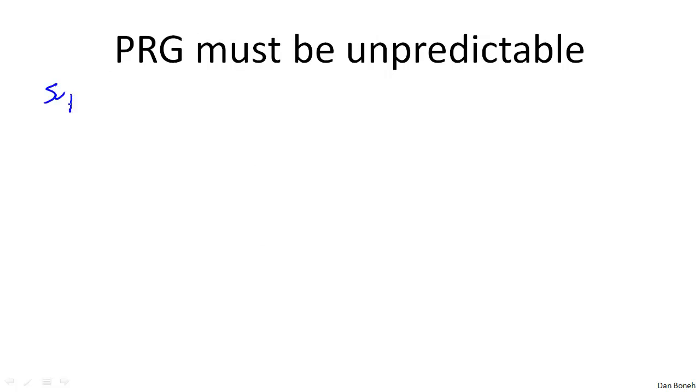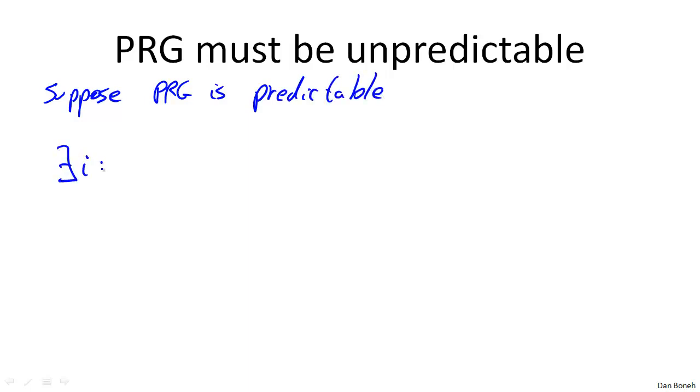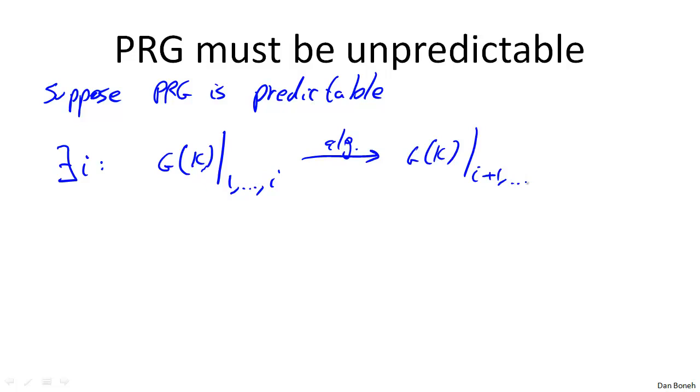So let's just suppose for 1 second that in fact a stream cipher is predictable. So what does that mean? Suppose the PRG is predictable. What that means is essentially that there is some i such that if I give you the first i bits of the output, this notation bar 1 to i means look at the first i bits of the output of the function. Okay, so I give you the first i bits of the stream. There is an efficient algorithm that will compute the rest of the stream. So given the first i bits, you can compute the remainder of the bits. I claim that if this is the case, then the stream cipher would not be secure.